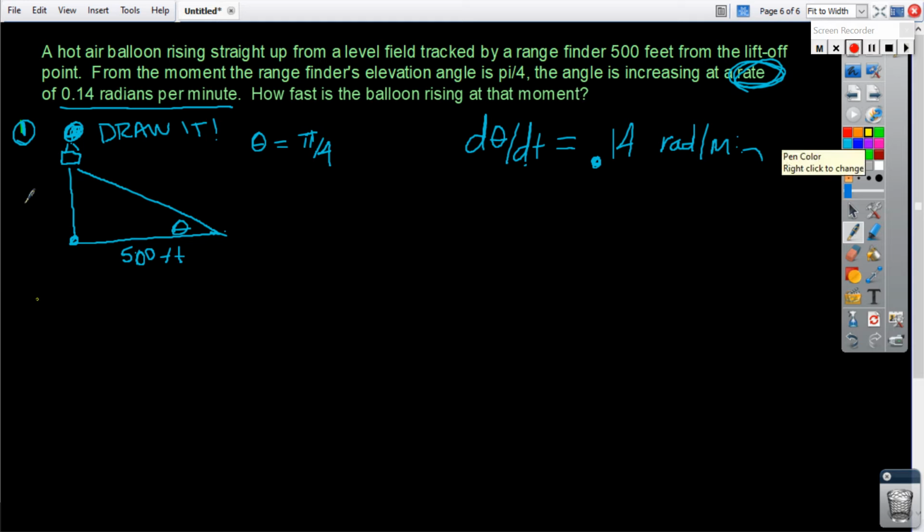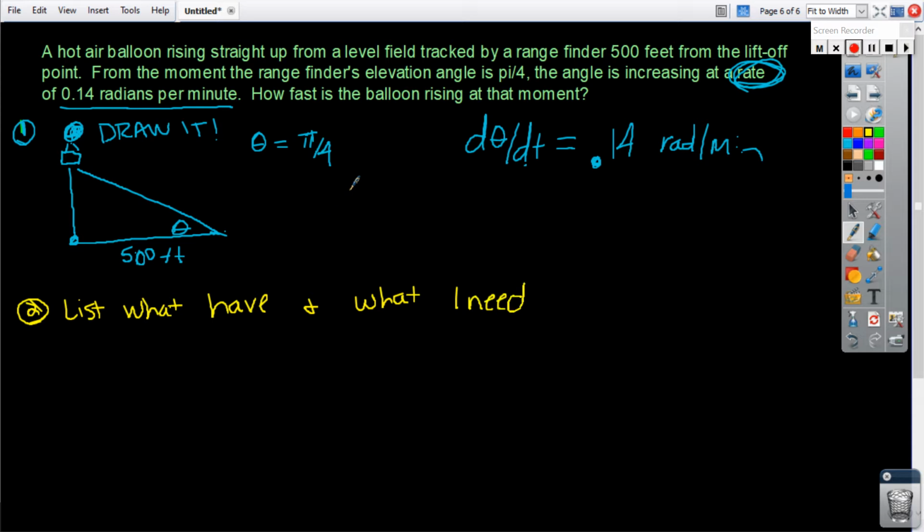All right, so the next thing I want to do is list what I have and what I need. Okay, all right, so let's look at the what I haves first. All right, so I have, and let's give these some names here. Let's say this is A, this is B, and I've got my theta here. I know that theta is pi over 4.